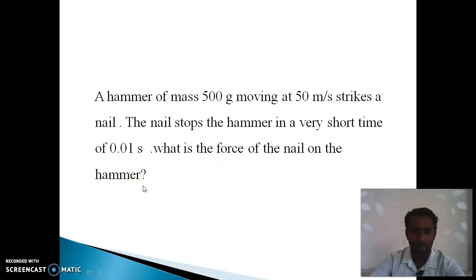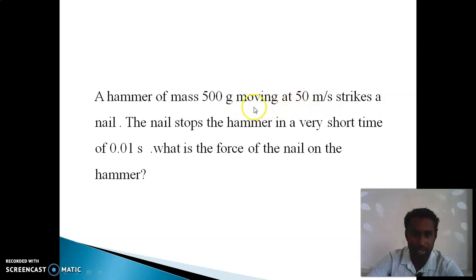Now you can say what the given data are. First, you have to read the problem twice and pick out the data. First, a hammer of mass 500 gram. Notice that while reading itself: 500 gram. The standard unit of mass is kilogram, so the first step is to convert the 500 gram into kilogram.